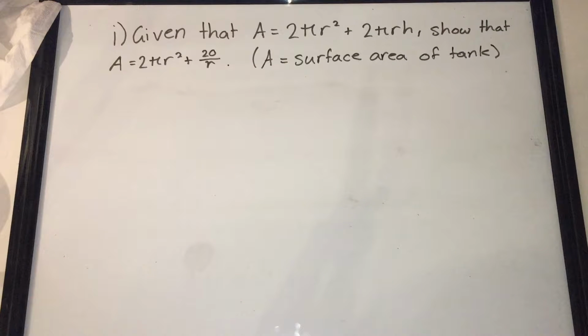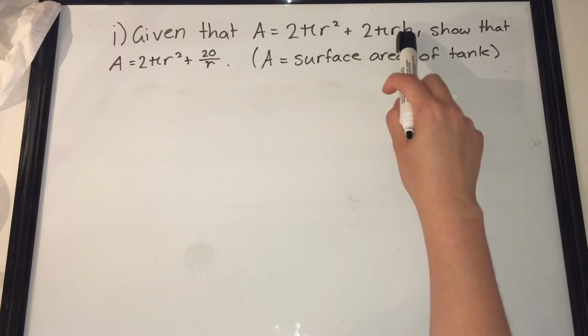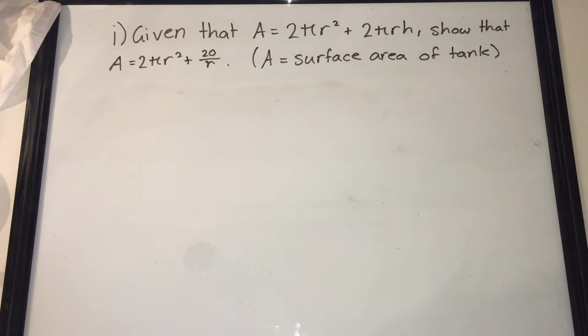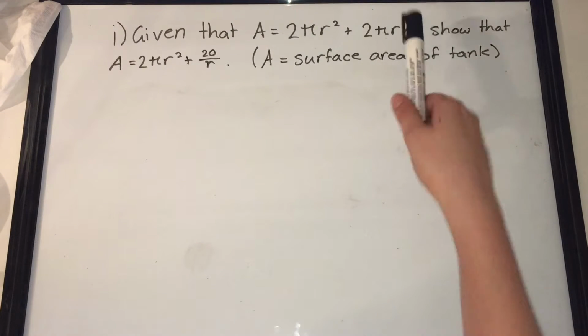In part I, it's given that A equals 2 pi r squared plus 2 pi r h. Show that A equals 2 pi r squared plus 20 over r, when A is the surface area of the tank. So pi r squared comes from the surface area of the circles, and it's just times by 2 for the top and bottom. The pi r h comes from the circumference times the height.